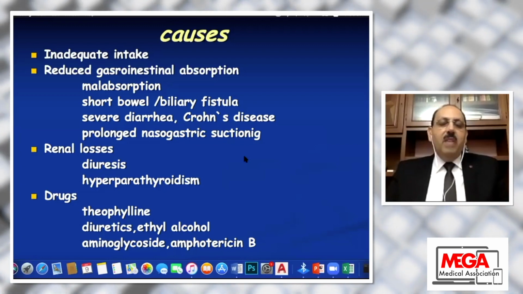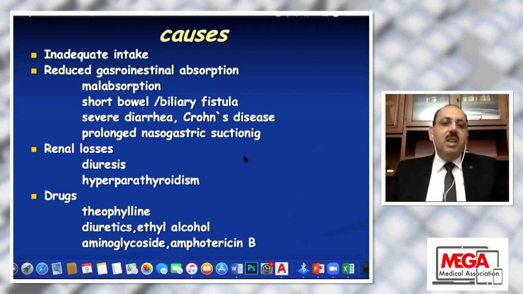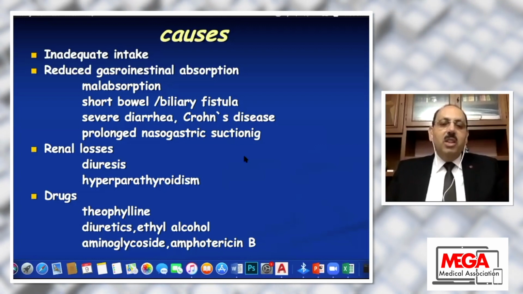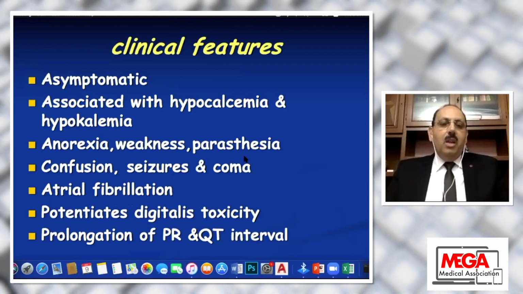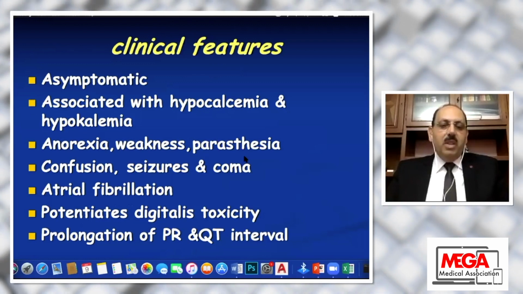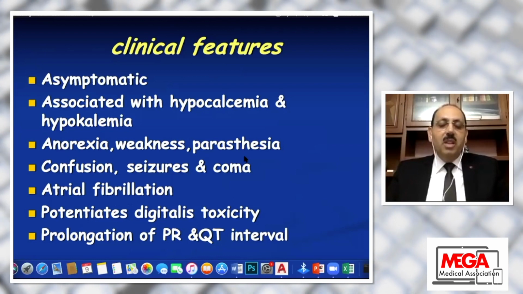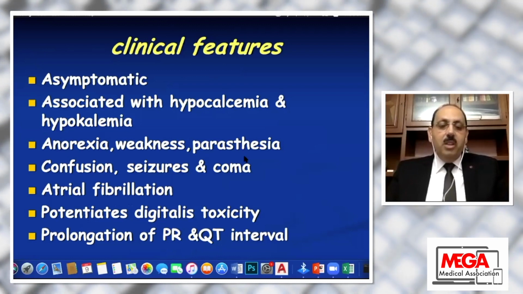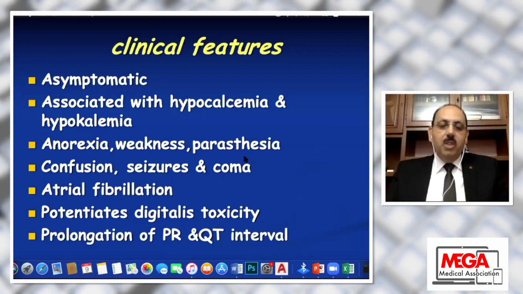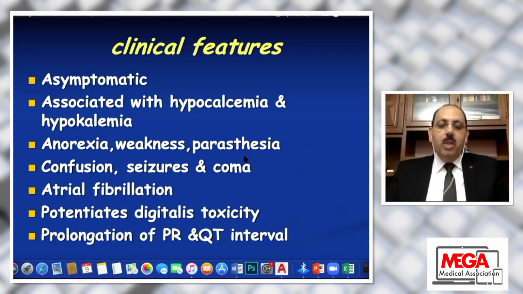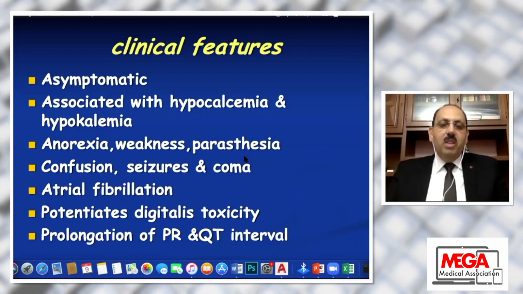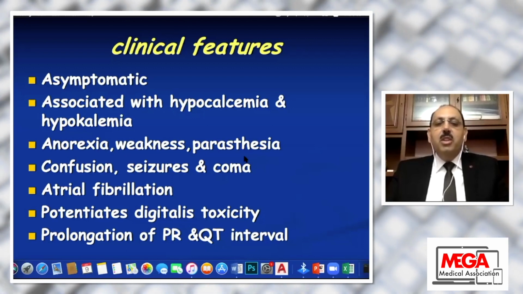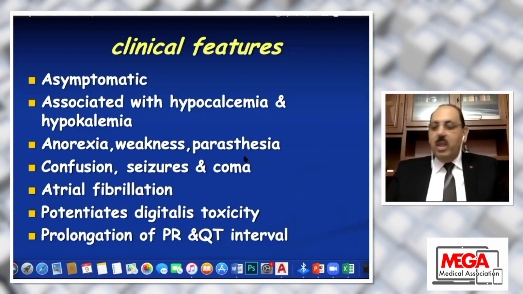The clinical features, either asymptomatic or it may be associated with hypocalcemia and hypokalemia. There is anorexia, weakness and paresthesia, confusion, seizure, and up to coma. Atrial fibrillation may occur, potentiation of the digitalis toxicity, and prolongation of PR and QT interval. Here, as we see, hypomagnesemia manifestation is usually due to hypocalcemia and hypokalemia.